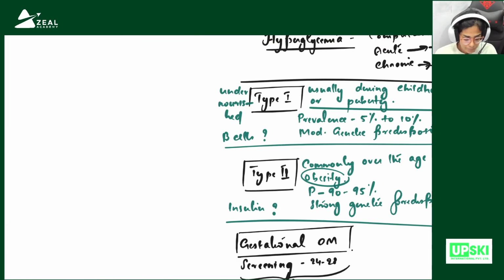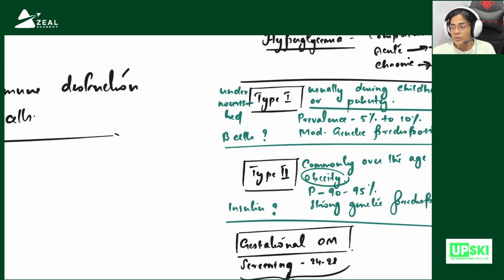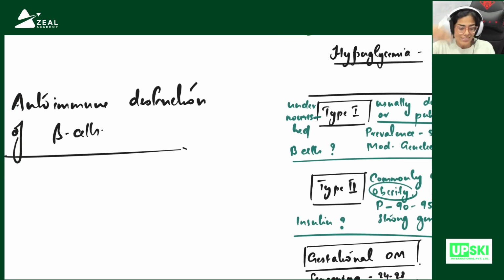In type 1, this is because of autoimmune destruction of beta cells. Okay, why? So our body, when it gets exposed to certain environmental factors, maybe chemicals or toxins or any types of viruses sometimes. So when our body gets exposed to these environmental toxins or factors, what's going to happen next?